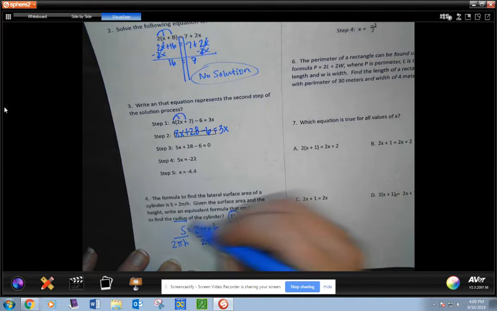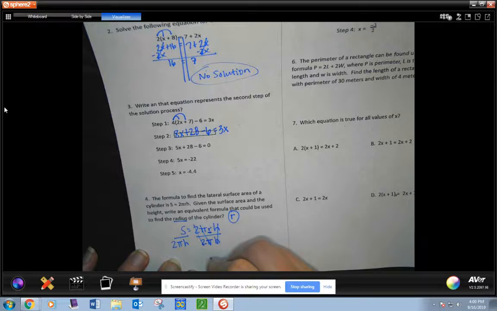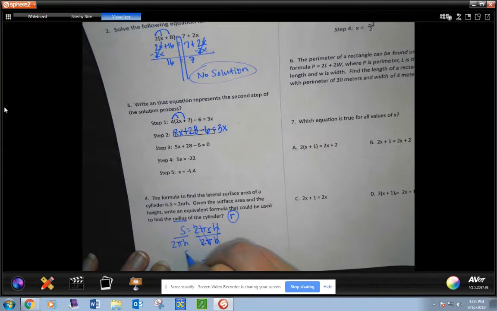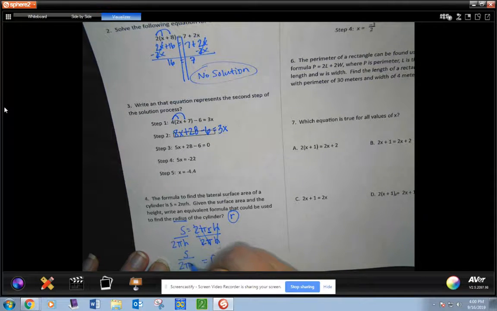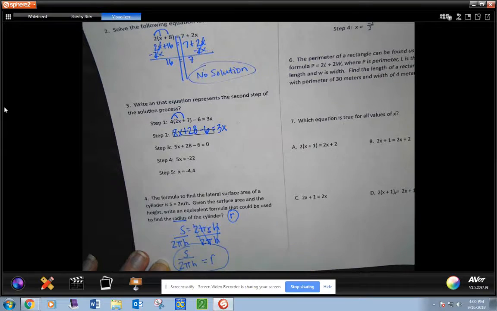Okay, when I divide by 2 pi H, the 2, the pi, and the H cancel. And I'm left with R equals, I keep the S over, and it just stays 2 pi H. And that would be my final answer.